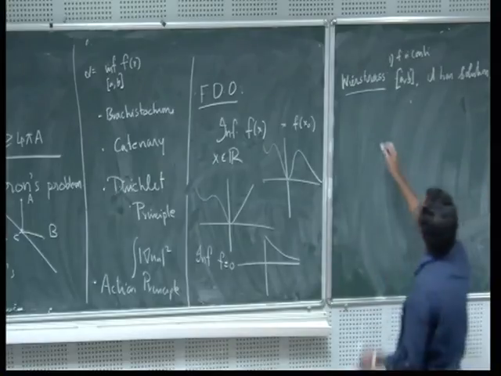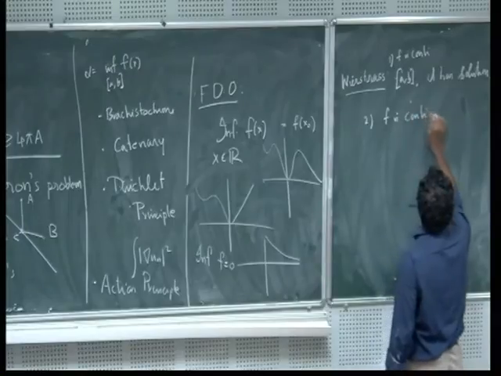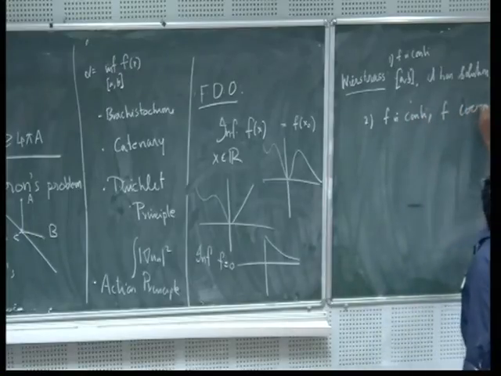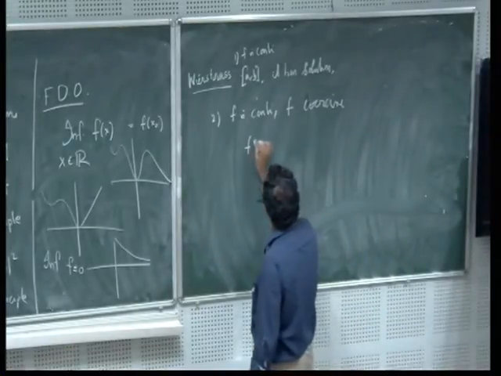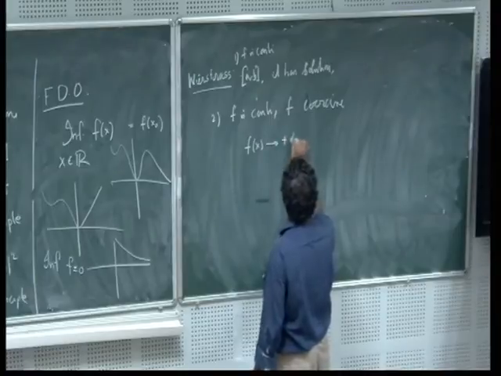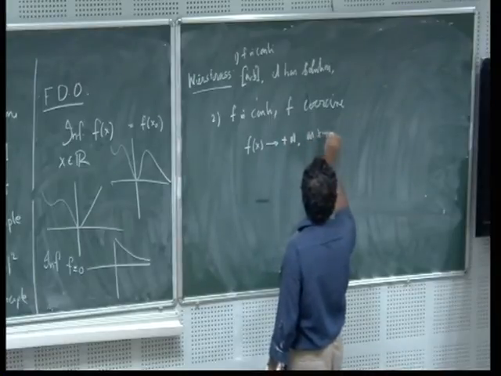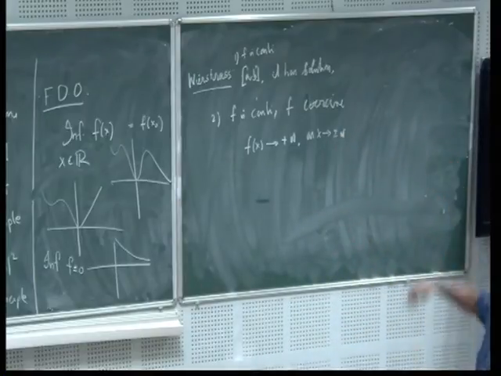Second case, if f is continuous and f is coercive. So you see you need the correct assumptions now. What coercivity tells you is that f(x) tends to plus infinity as |x| tends to infinity. So you have something going to infinity. In that case, it has a minimum.